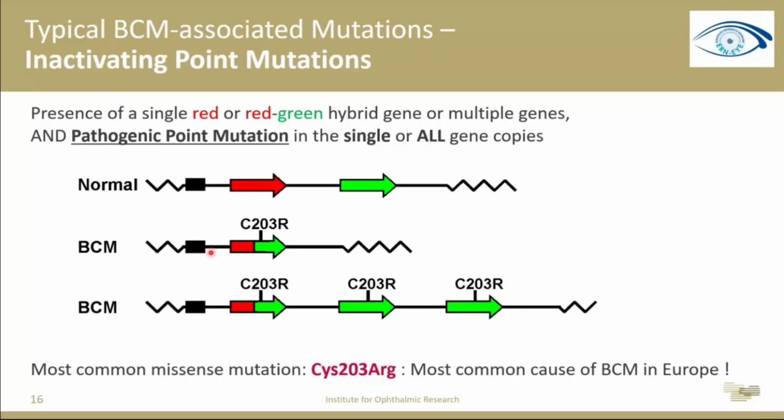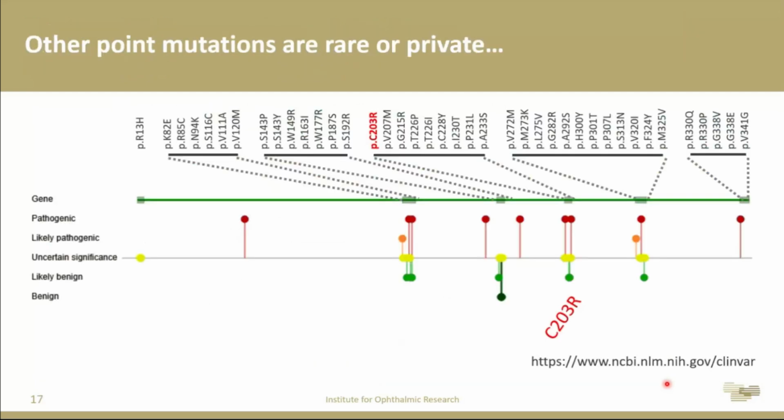The most common mutation by far that is observed is a missense amino acid substitution, cysteine 203 arginine. This is by far the most common cause of BCM in European patients. Other missense mutations have been observed, but they are really rare, and I want to state that many of them are really private to single families.